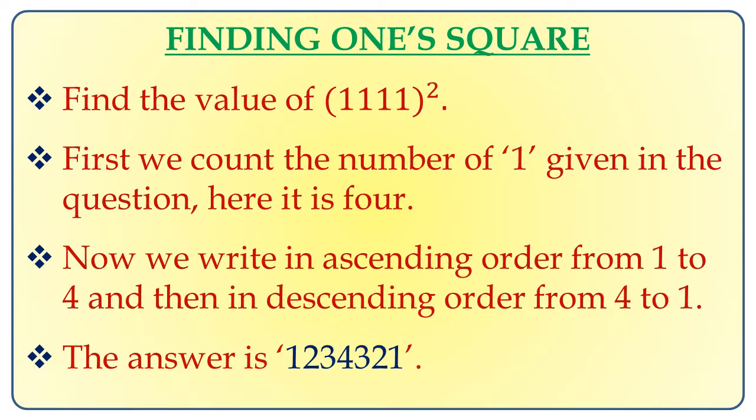So my dear friends, it's very simple. You just have to count the given number of ones. In this case, I again repeat, in this question, there are 4 ones. So we write 1, 2, 3, 4 and then 3, 2, 1. That's the answer. Now, we take a few results of 1 square so that the concept is clearly understood by you.